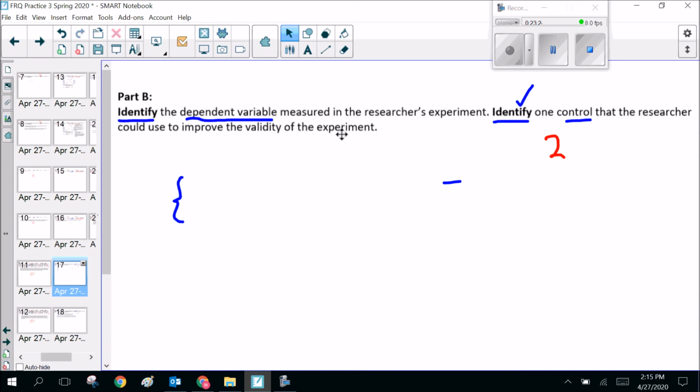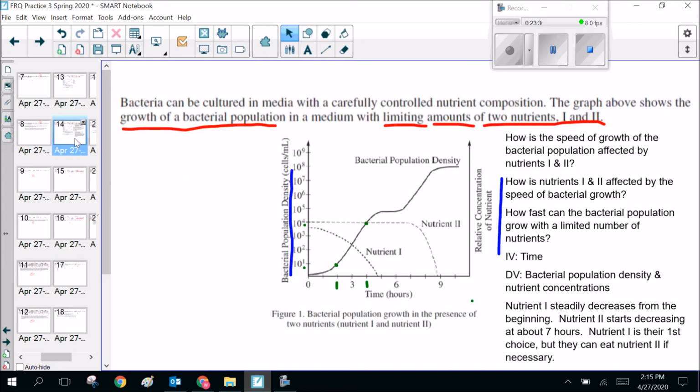Oh no, if only we had done that. And identify one control the researcher could use to improve the ability of the experiment. Well, we already said the dependent variable was going to be the bacterial population density and the relative concentration of the nutrient. We already have that right here, so we can just plug that in and make sure it's used. Full sentences, please, remember.